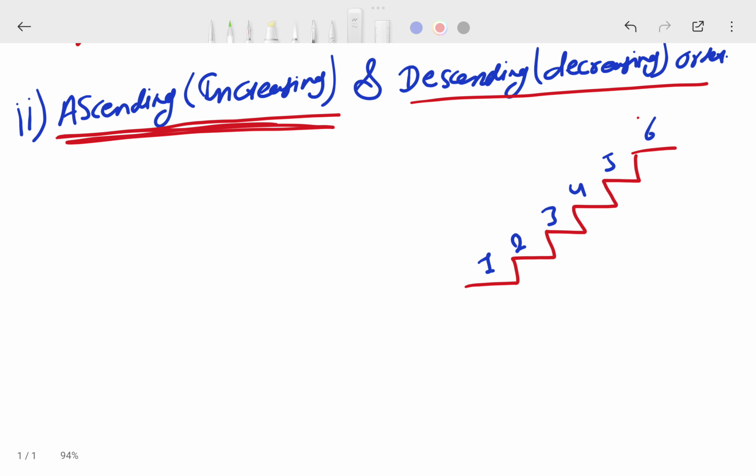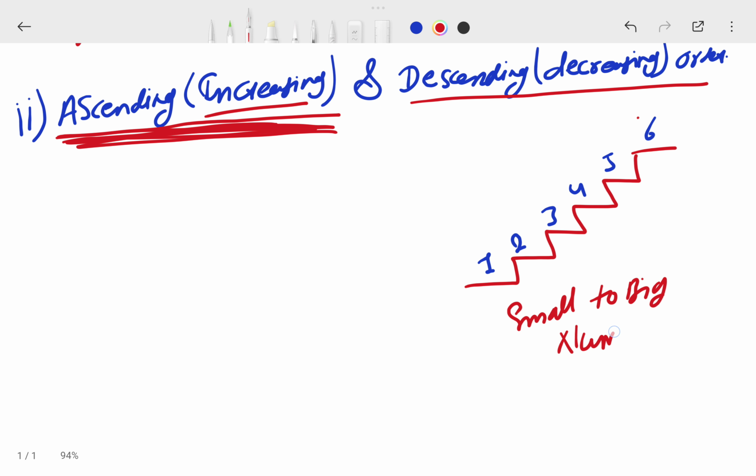Now here the question is, what is the ascending order? It means increasing, it's going to increase, it's more. If you see, this is called ascending order. Ascending order means when you are going from a small number to a bigger number, a small number to a big number, that is called ascending order.